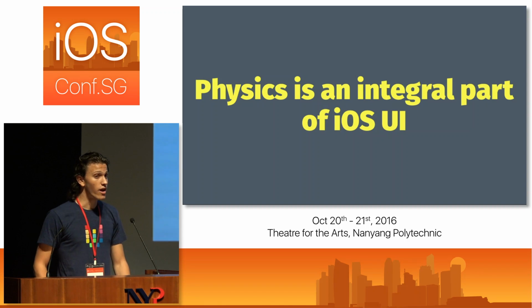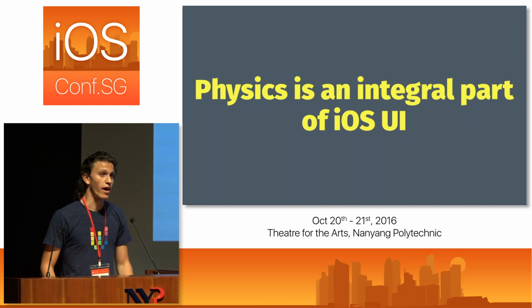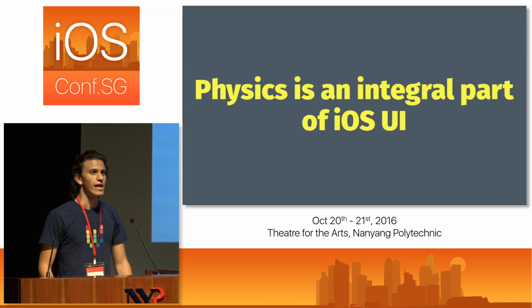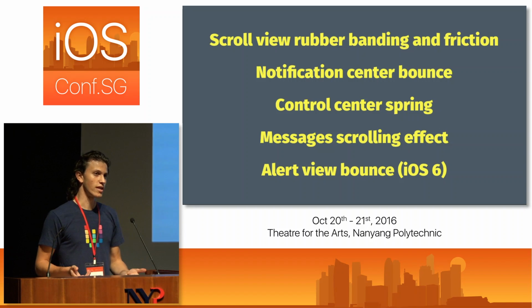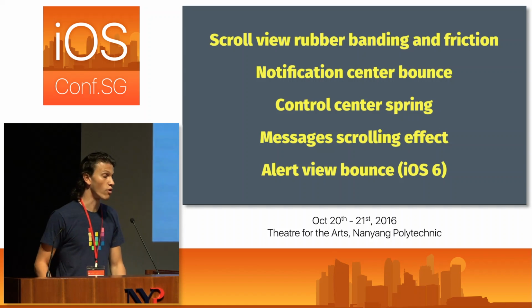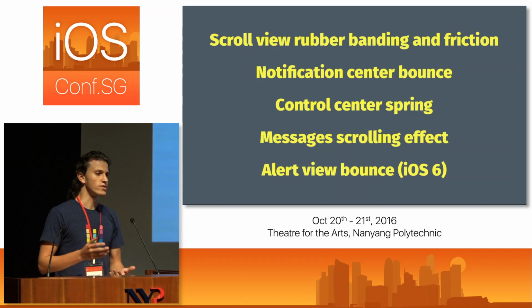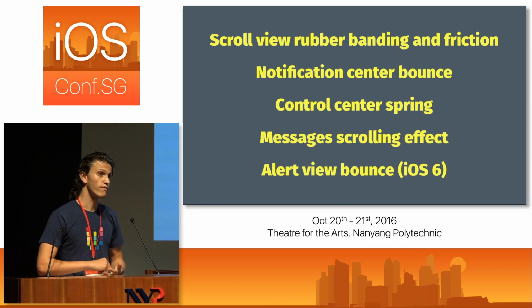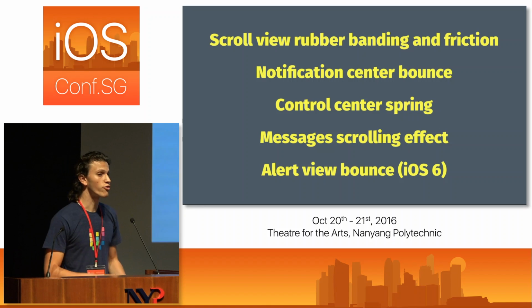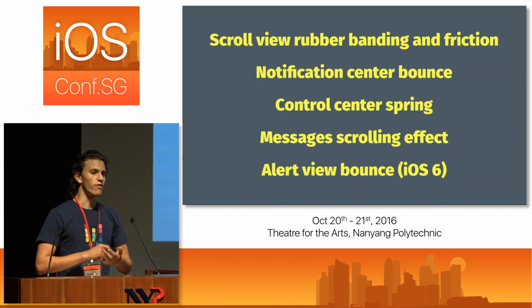And believe it or not, physics is actually already an integral part of iOS. Now, the classic example is scroll views. If you take a scroll view and you fling it and it slows down over time, that's the same friction that would slow down a ball if you roll it across the floor. Same thing with the notification center. If you slam it down, it bounces a little bit. It's the same as dropping a ball on the ground. If you take the control center and fling it up, it behaves as if it's acting on a spring. And when you scroll through your messages, all of them are connected by little springs.